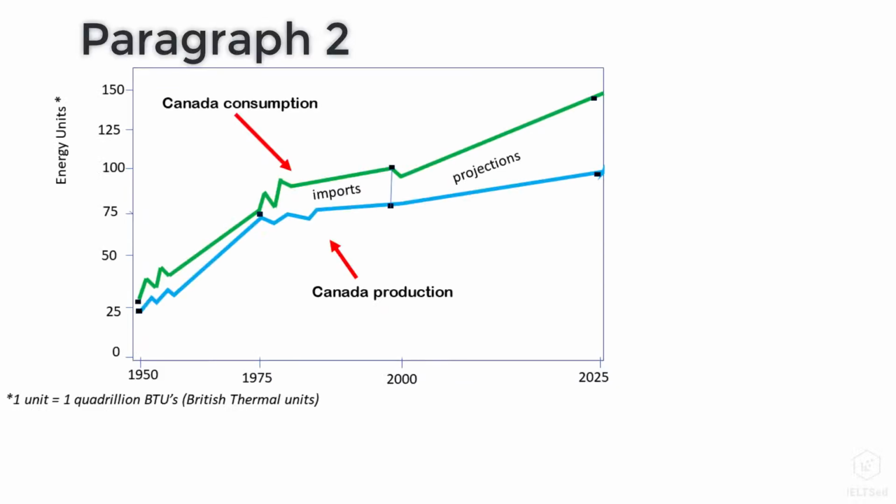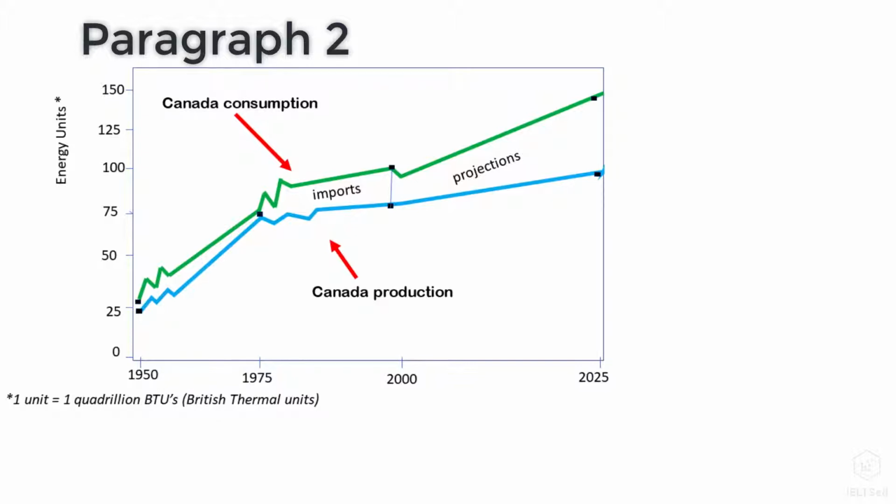We have our plan ready. Now let's talk about paragraph 2. What do you think is happening here in this part? Canadian energy consumption is increasing steadily. Canadian energy production also seems to be increasing steadily. There's some minor fluctuations at the start, and that's about it really.